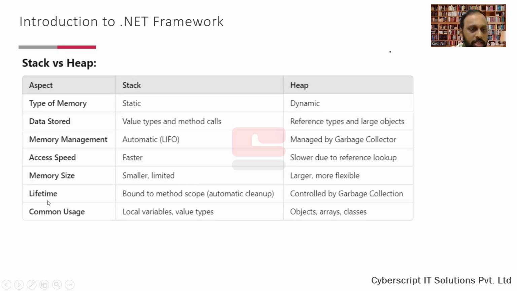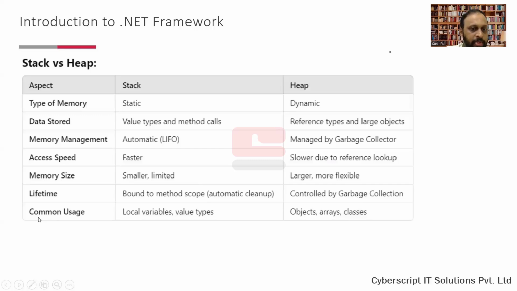So the next aspect is lifetime. Bound to method scope, automatic cleanup. As soon as the function completes its functionality, all the local variables which were declared in that particular function, the memory would be deleted by the runtime environment immediately. But in case of heap memory, it would be deleted by the garbage collector.